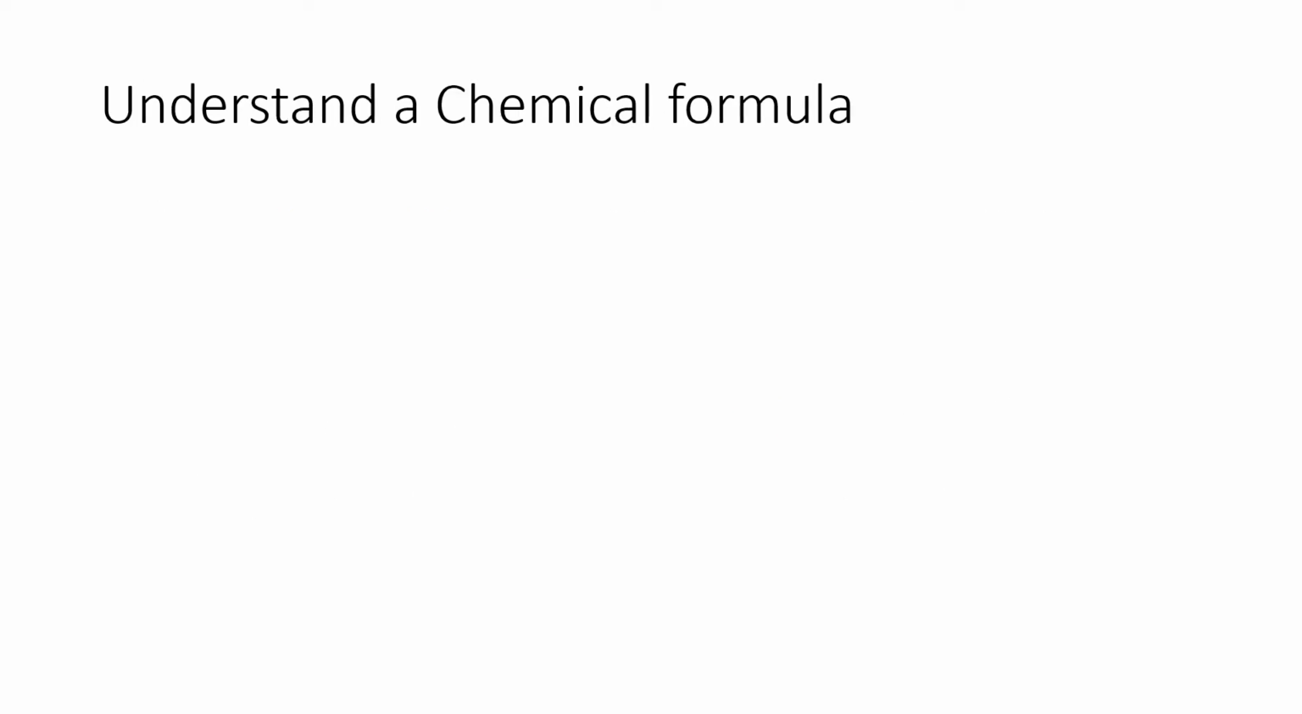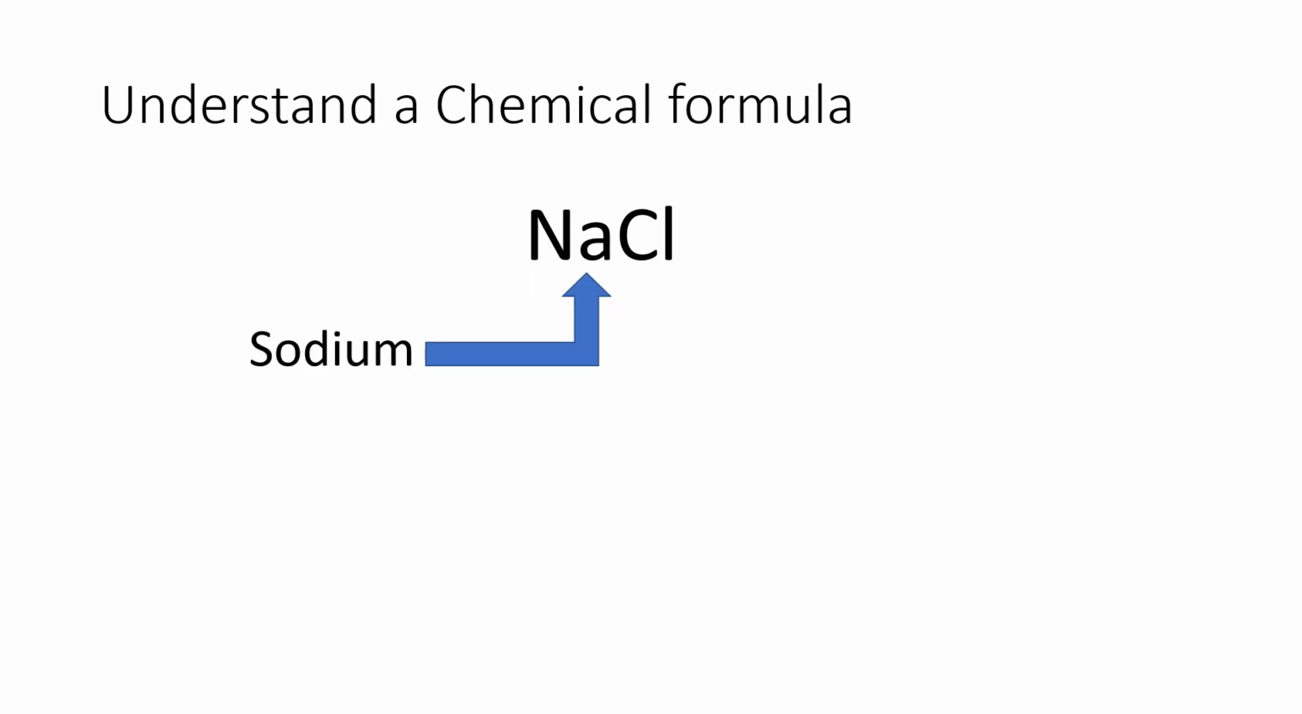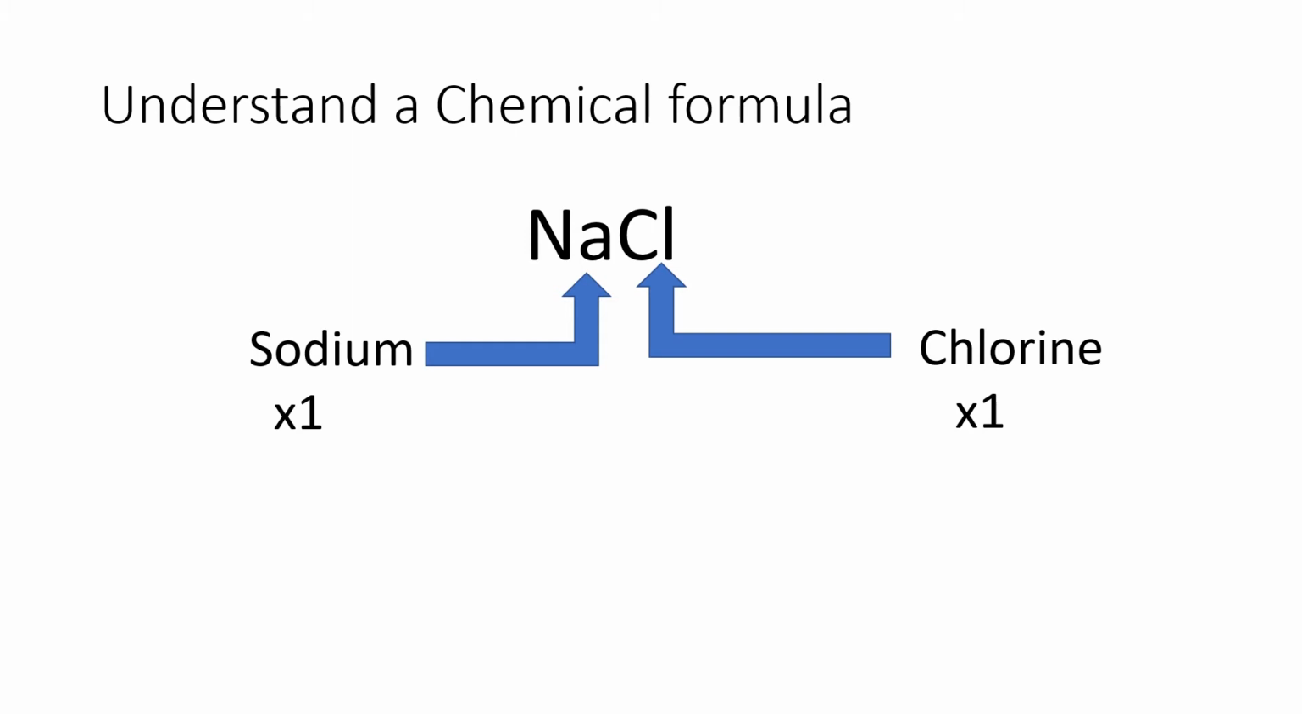So if we want to understand a chemical formula, we start off with a compound NaCl, which is sodium chloride, in other words, your common table salt. Sodium has no big number to the left of it, and it has no small number to the bottom right. That means sodium has 1 atom in this compound. And chlorine is the exact same case. It has no big number to the left and no small number to the right. That means there is 1 chlorine atom.